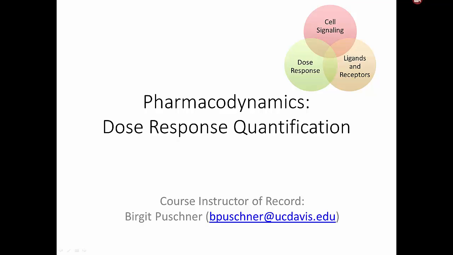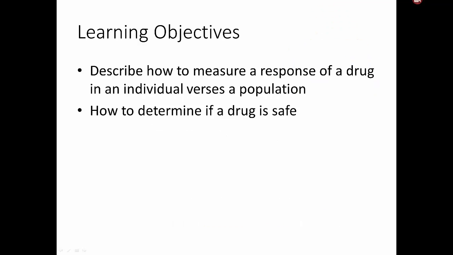In the video cell-level dose-response curves, we discussed what a dose response would look like in a graph as you increase the amount of agonists in a system. In this video, we are going to discuss ways of quantifying a dose response. The learning objectives for this lesson are to describe how to measure or quantify a response based on measurements from either an individual or a population, and discuss how the therapeutic index is used to determine drug safety and some of the pitfalls for using this metric.